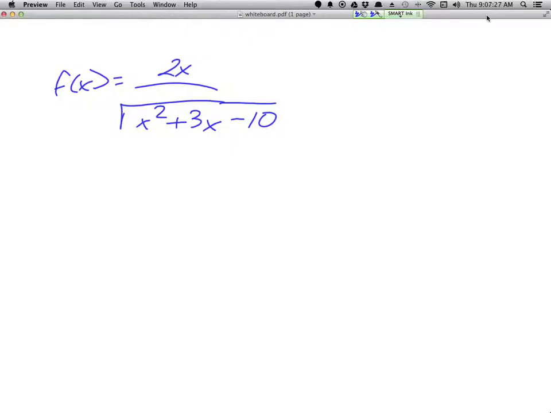So what issues, what problems do I run into on this one? I've got two problems on this one. I've got a radical, and it is located in the denominator. So I've got both issues on this problem. Whenever you have both issues, you want to focus in on the radical. So what do we do to handle a radical? Set it equal to 0. So x squared plus 3x minus 10 equals 0.